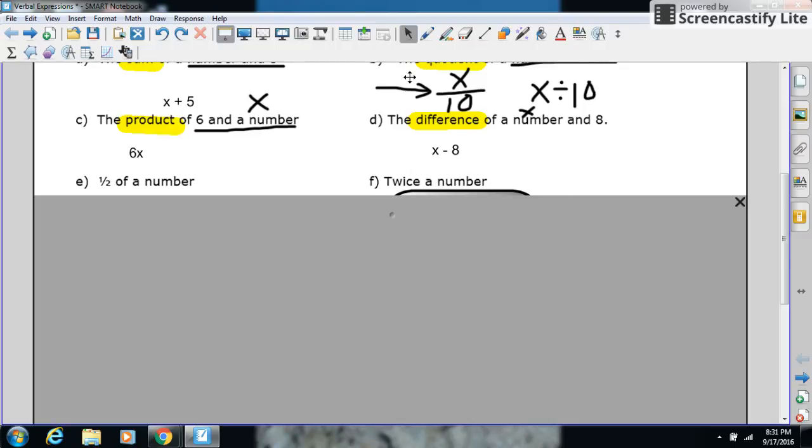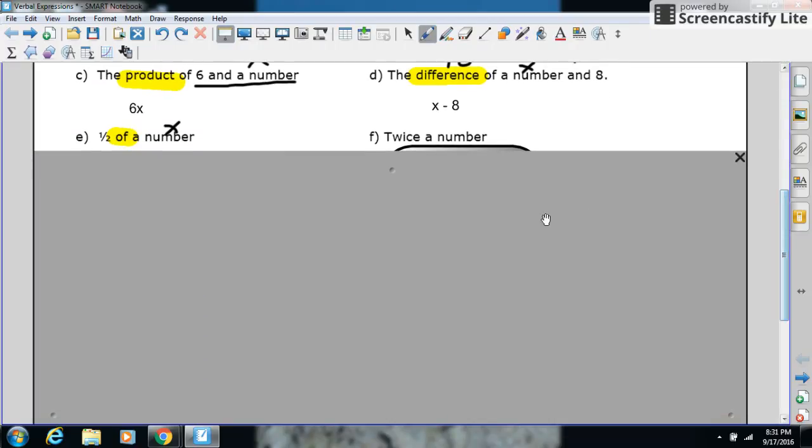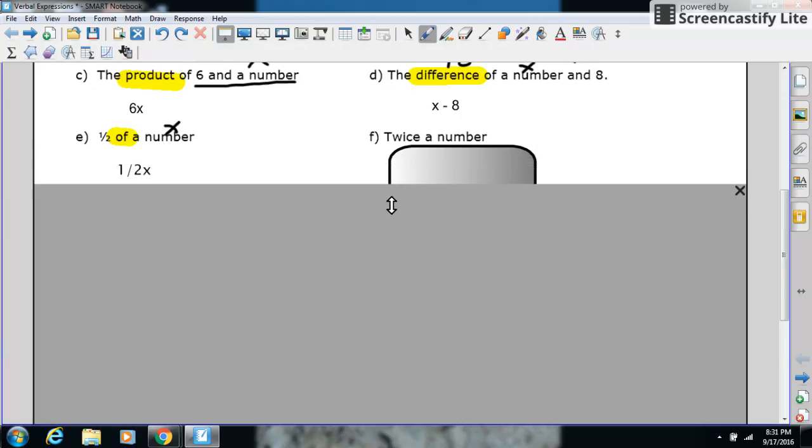1/2 of a number. The keyword. This one's a little hard, but if you look at your cheat sheet up above, your clues, your word bank, the word of tells you you're going to be multiplying. What are you going to be multiplying? You have 1/2 and you have a number. And a number or an unknown is the variable, which is x. So 1/2 of a number is 1/2 x, or 1/2 times x.